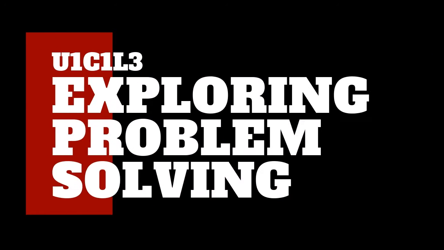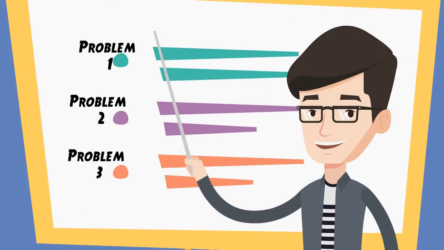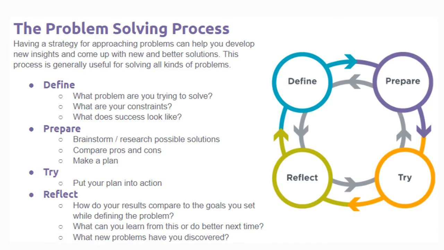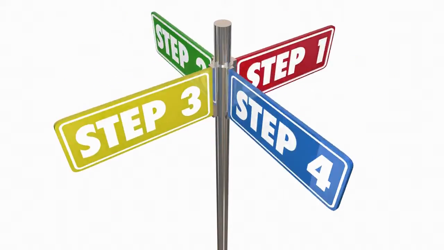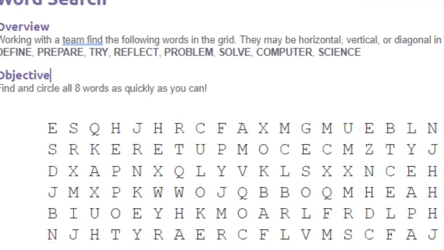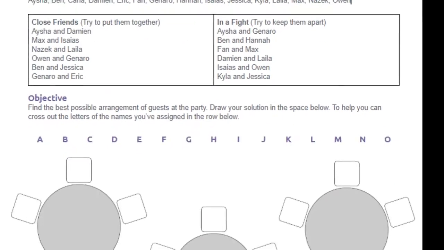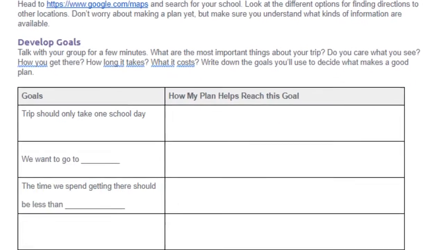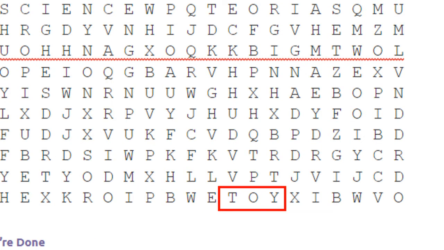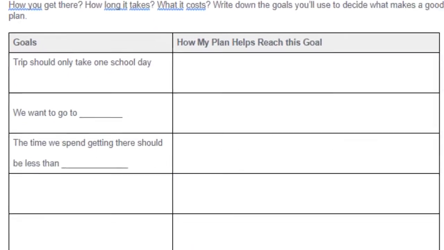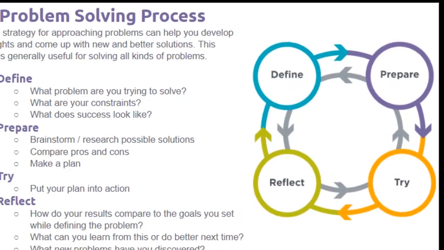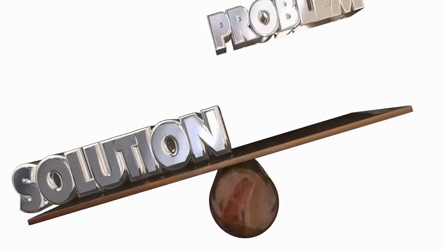Lesson 3. Exploring Problem Solving. In this lesson, students apply the problem-solving process to 3 different problems in order to better understand the value of each step. They will solve a word search, arrange seating for a birthday party, and plan a trip. The problems grow increasingly complex and poorly defined to highlight how the problem-solving process is particularly helpful when tackling these types of problems.